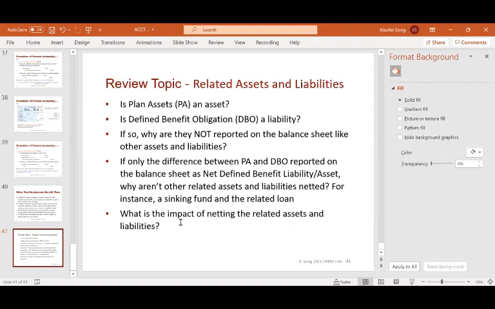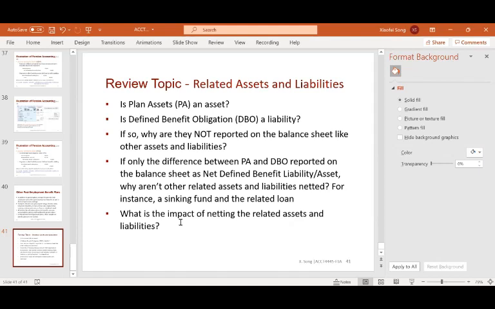So is plan asset an asset? And who owns that plan asset? Is the defined benefit obligation a liability? Many people believe they are real assets and real liabilities, but they're not on the balance sheet. That's where the controversy is. Some people strongly believe they should be on the balance sheet, just like the sinking fund, the loan, and the funds set aside to pay it. However, in the end, they were not.